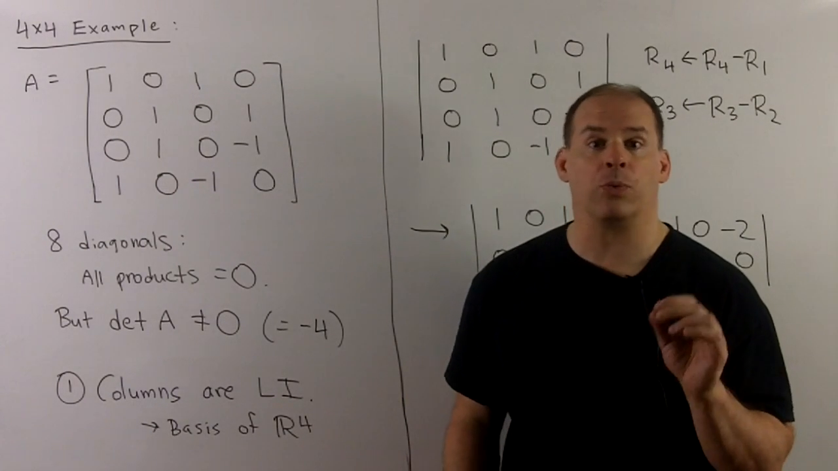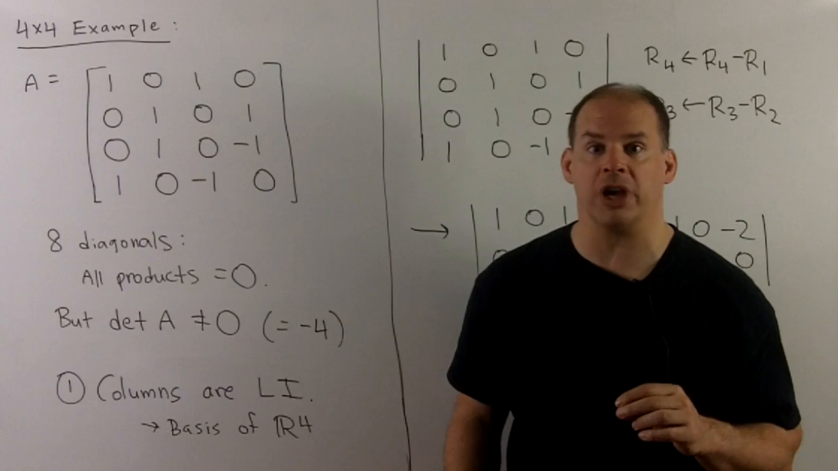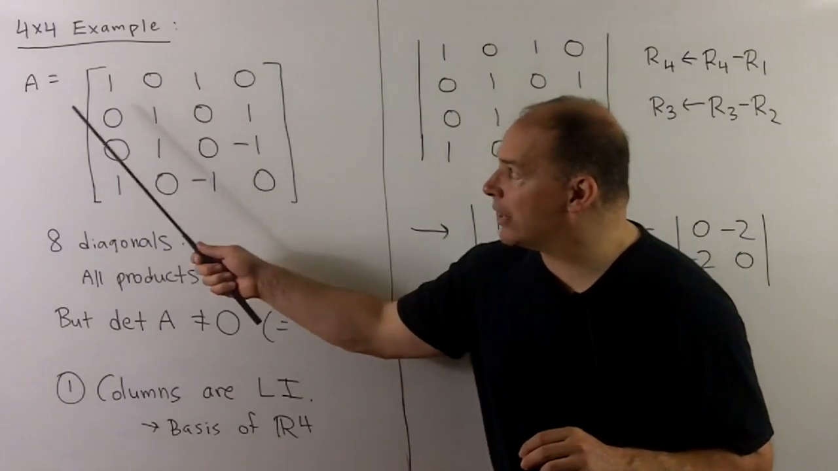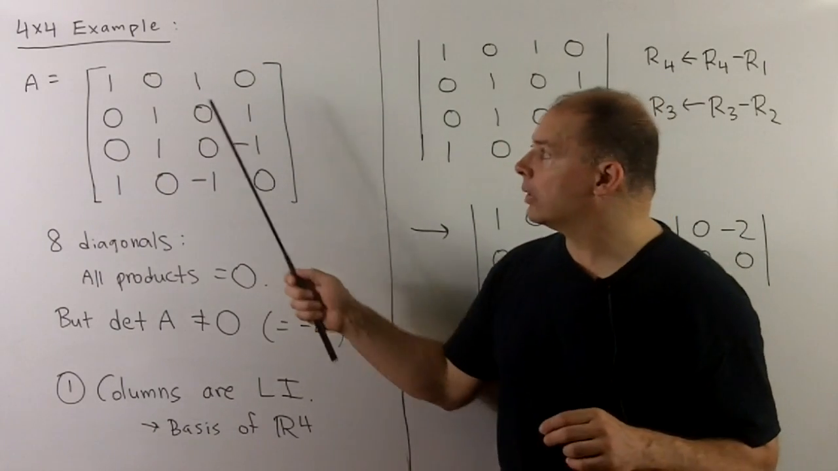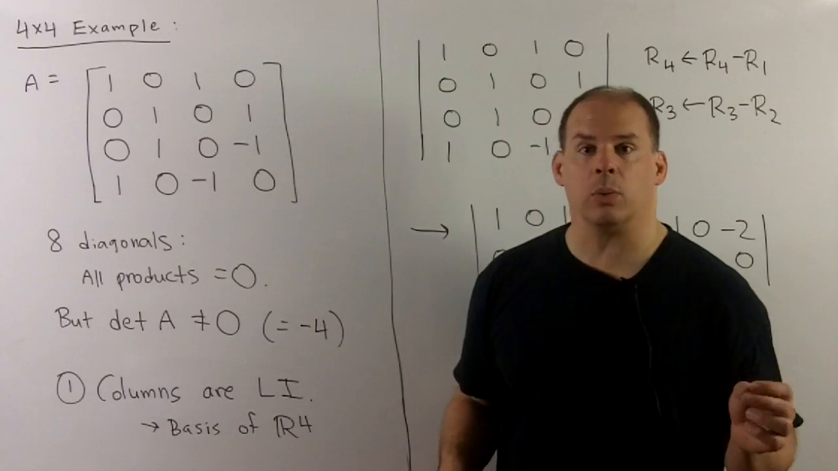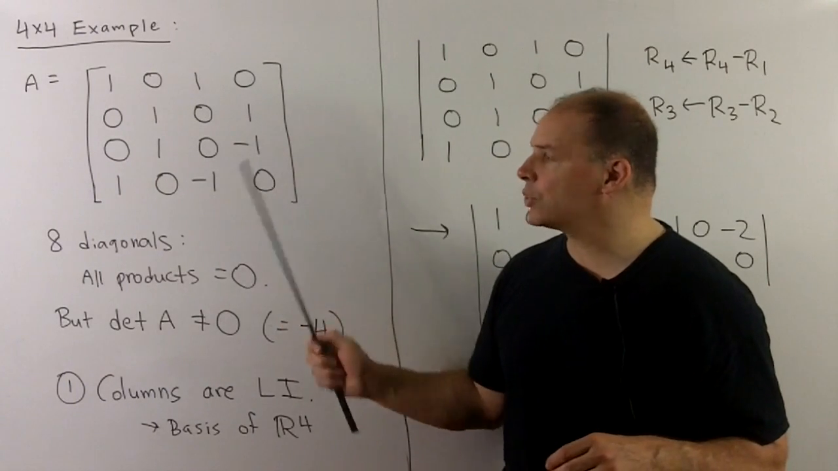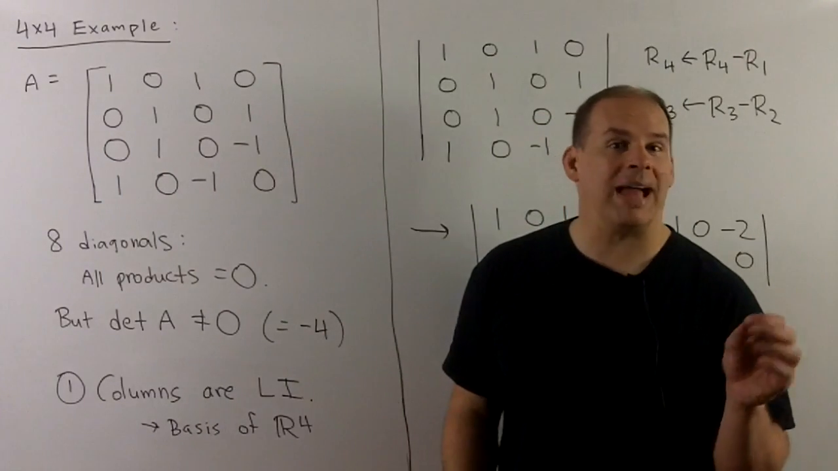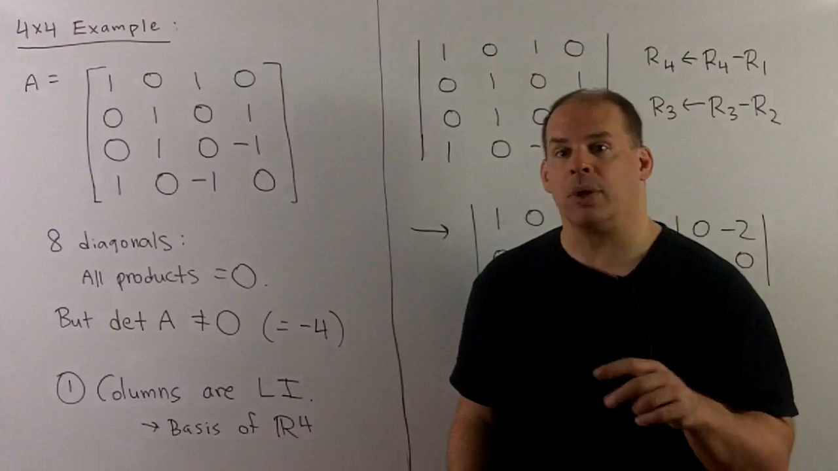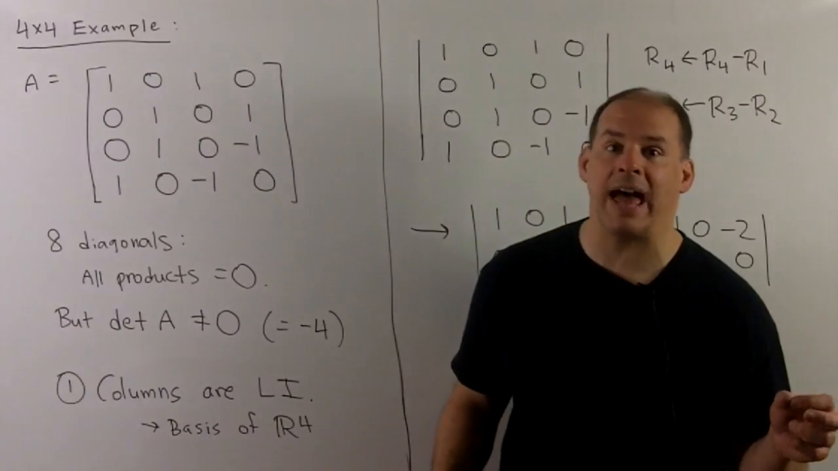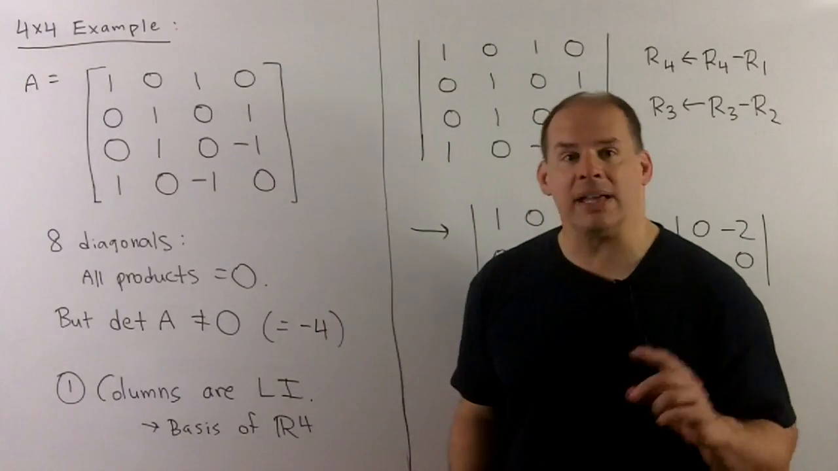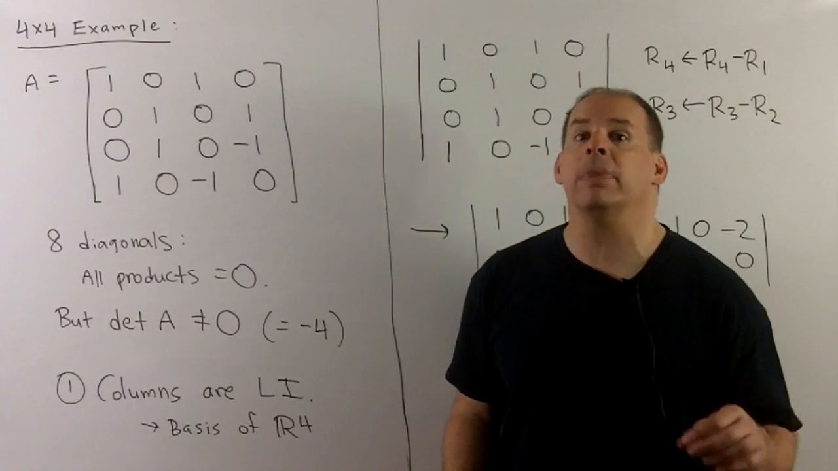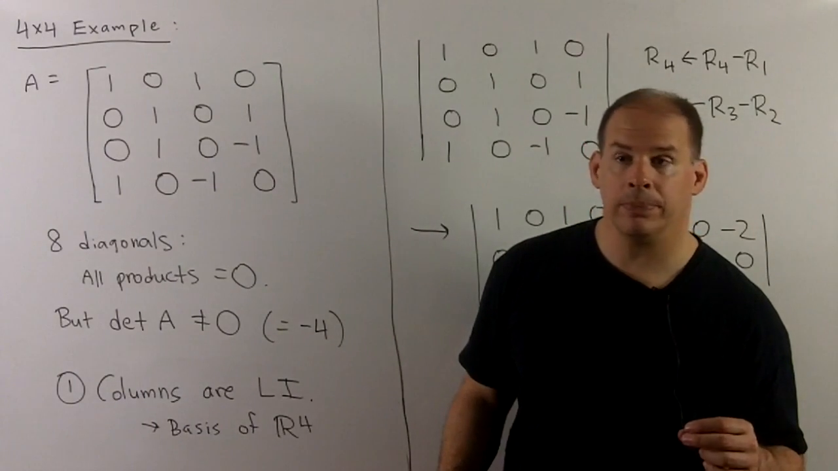Here's an example to show that the 4x4 diagonal trick doesn't work in general. Consider the matrix A. So I'll have rows 1, 0, 1, 0, 0, 1, 0, 1, 0, 1, 0, minus 1, and 1, 0, minus 1, 0. We apply the 8 diagonal trick. So we'll have 4 diagonals to the right, 4 to the left. Every diagonal has a 0 in it, so the products are 0, the sum is equal to 0.